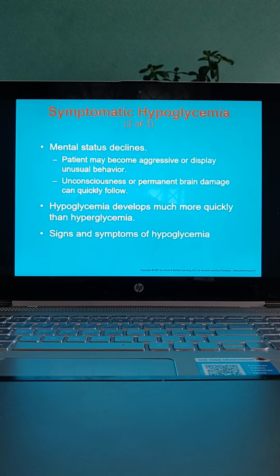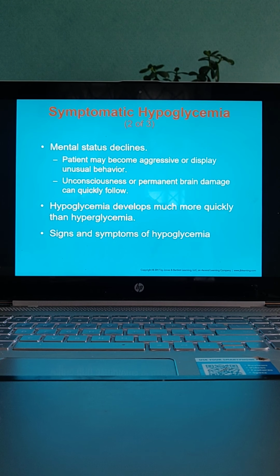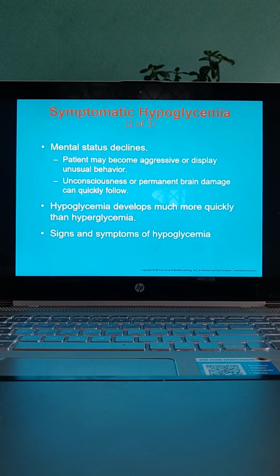It is very common to see somebody who is hypoglycemic become extremely irritable and very violent. They become very aggressive towards the caretakers. And it's very common for someone who's 100 pounds soaking wet to be able to take out two full-size EMTs because they just get that aggressive. Unconsciousness or permanent brain damage can quickly follow. It is extremely important that once you identify somebody who is hypoglycemic, you get sugar in their body immediately.